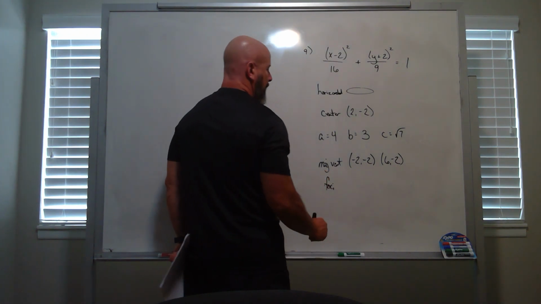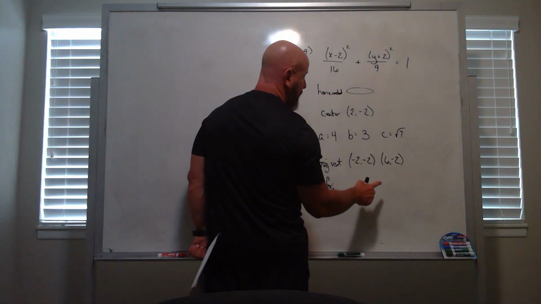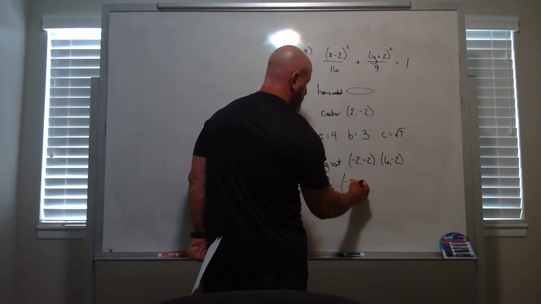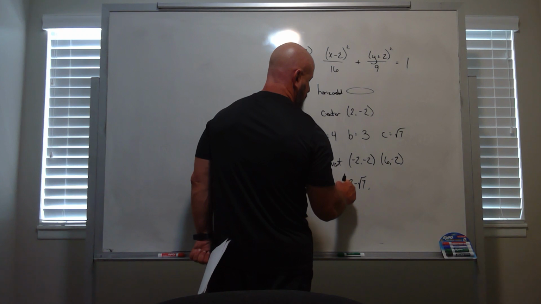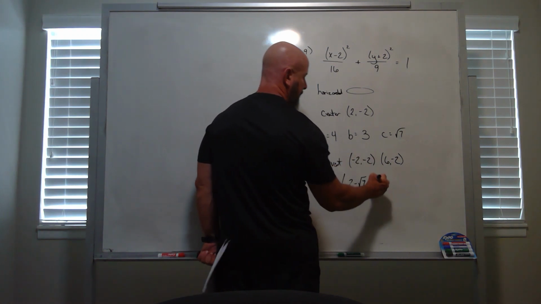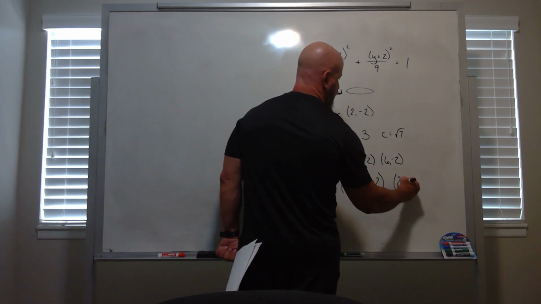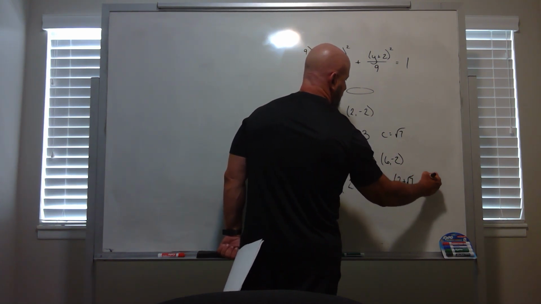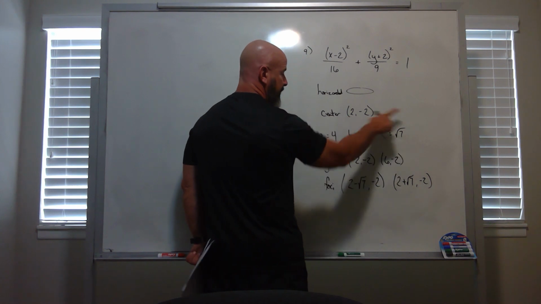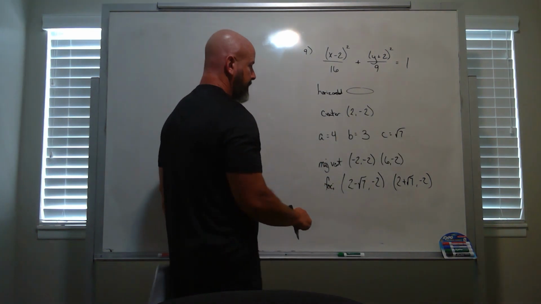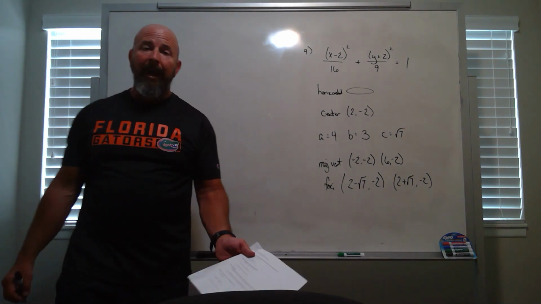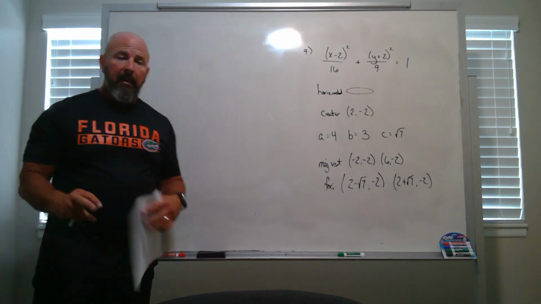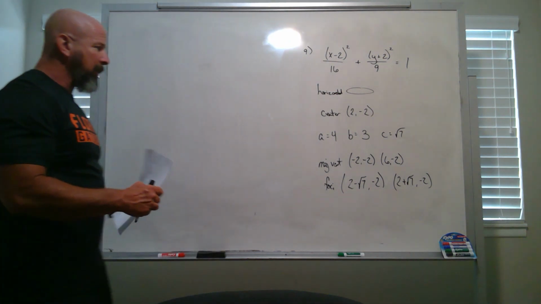Foci, I'm going to move root 7 units left of the center. So 2 minus root 7, -2. And 2 plus root 7, -2. I'm going to move root 7 units to the right of that x value of 2. Again, I could write those combined with the plus minus. If I don't like the radical, I can go get a decimal for root 7 and use a decimal value for my point. That would also be fine.